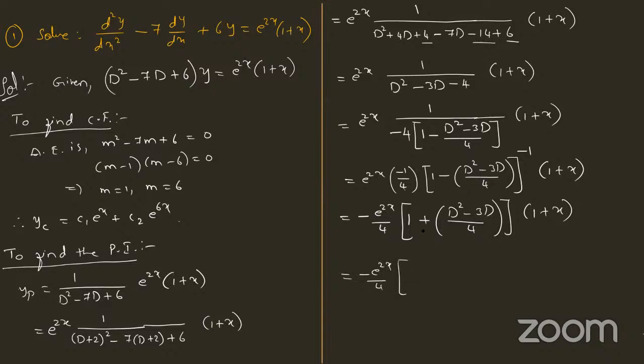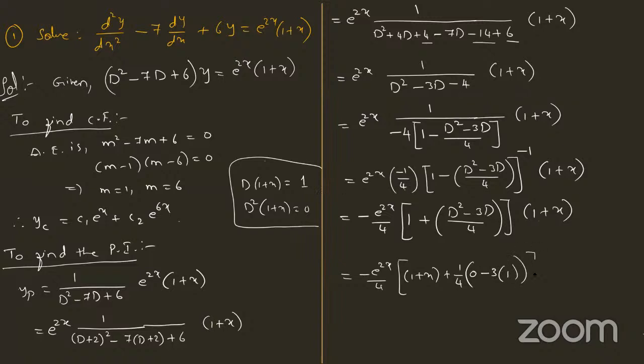Now see, if you operate them, 1 operating on 1 plus x is 1 plus x. Plus here is a 1 by 4, I'm writing this aside, then D square of 1 plus x. See, you have a 1 plus x, if you differentiate it for the first time, differentiation of 1 is 0, plus differentiation of x is 1. So even if you differentiate it for the second time, it's going to be 0, right? So using this idea, all other higher order derivatives will also be zeros. D square of 1 plus x will be 0, minus 3 into differentiation of 1 plus x. You see, I've just verified it is 1. We'll get only this much.